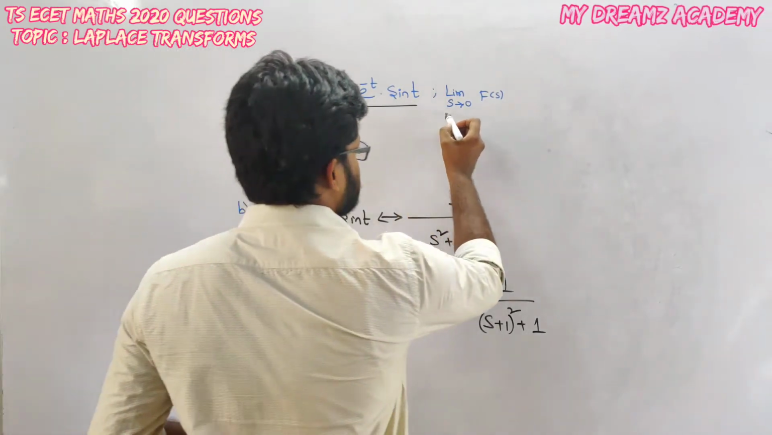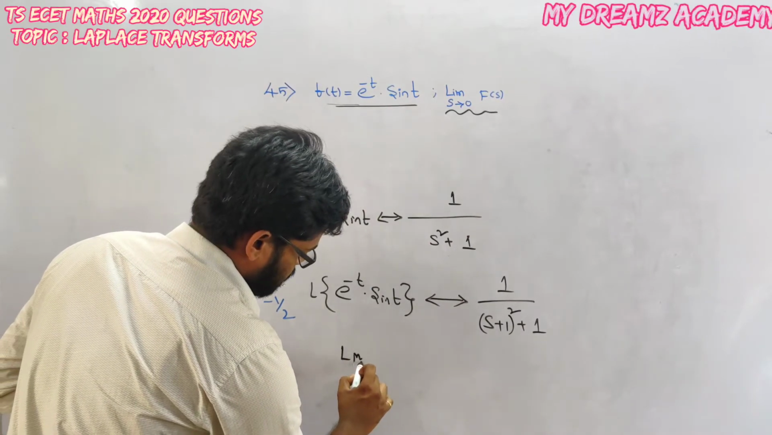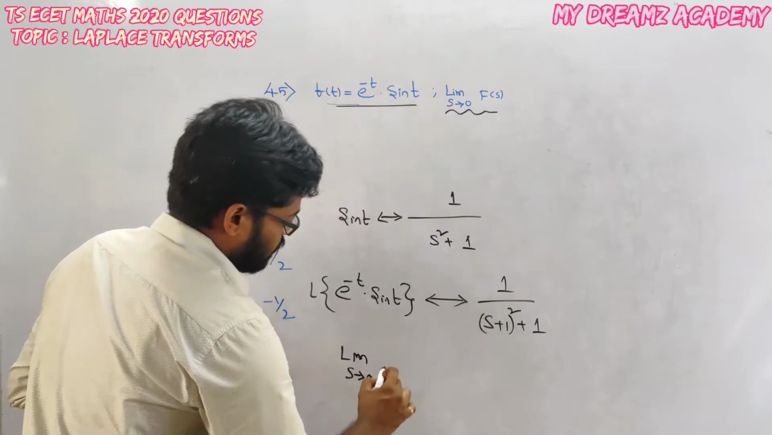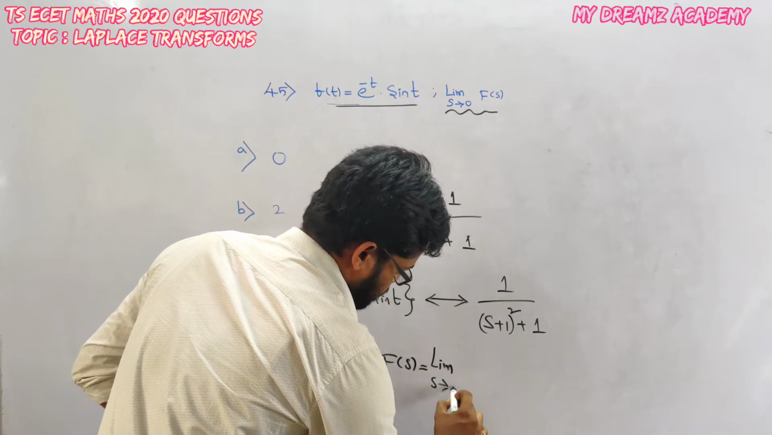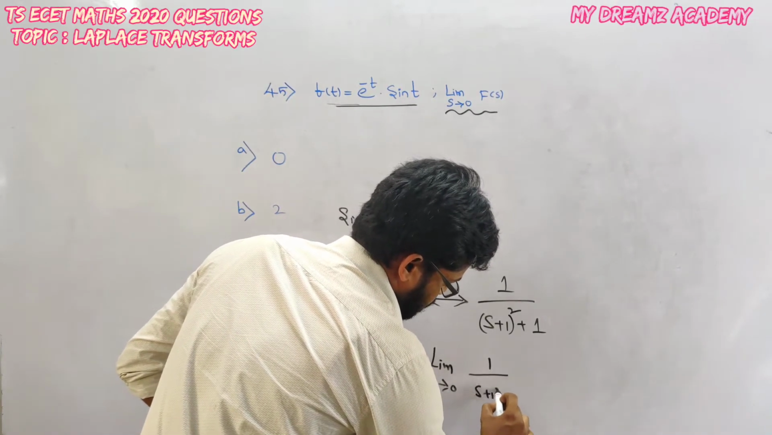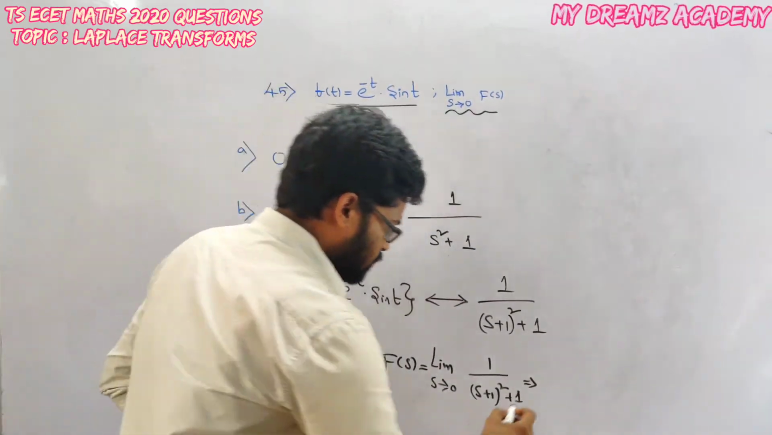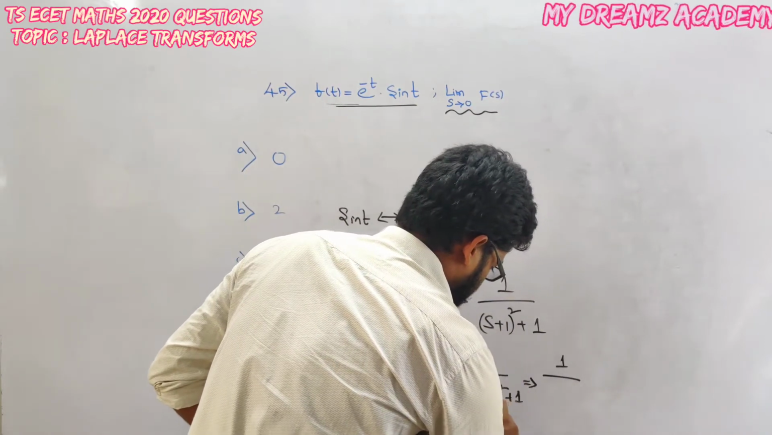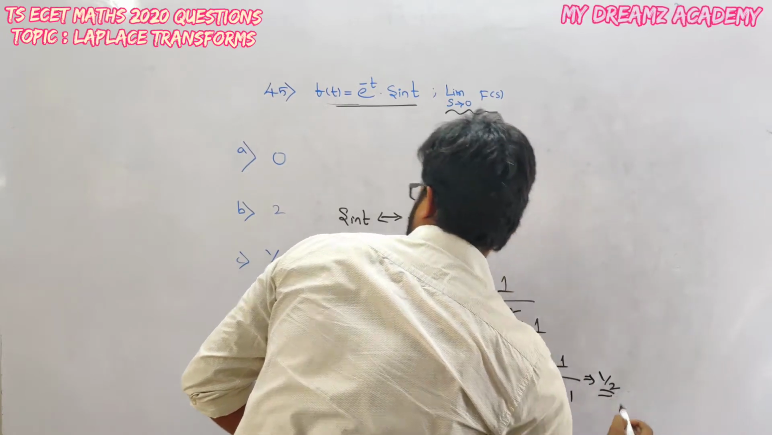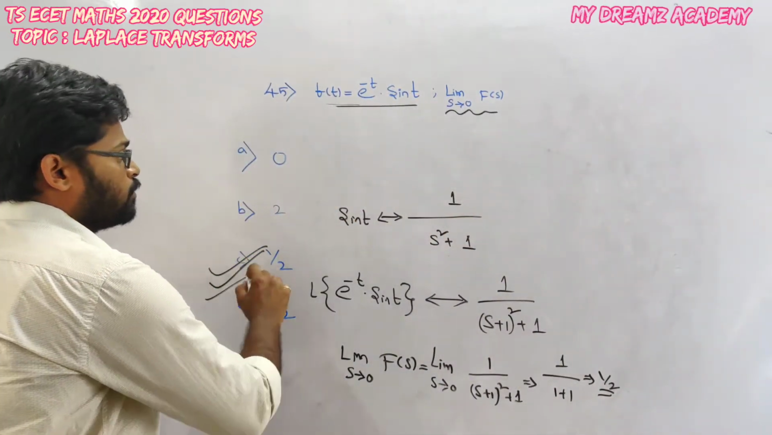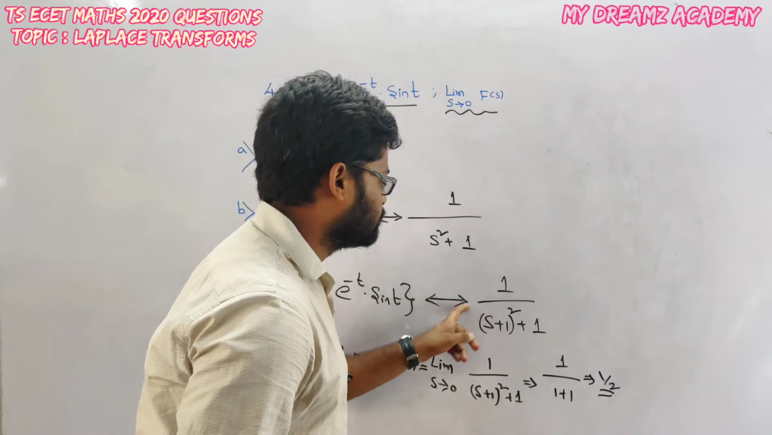Now we need to substitute s equals 0. So limit s tends to 0 of f of s, that is limit s tends to 0 of 1 by s plus 1 whole square plus 1. Substitute s equals 0 in the given function. It becomes 0 plus 1, that is 1 plus 1, so 1 by 2. The answer is 1 by 2, so option C is correct. Only we need to substitute s equals 0 in the given function. Very simple.